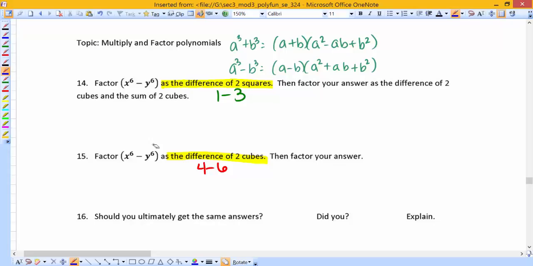So 14, 15, and 16, go ahead and save those for in class. Unless you want to try them. You are absolutely welcome to try them, okay? But it's going to get kind of sloppy and you don't have enough room here. So you will want to put them on another piece of paper.